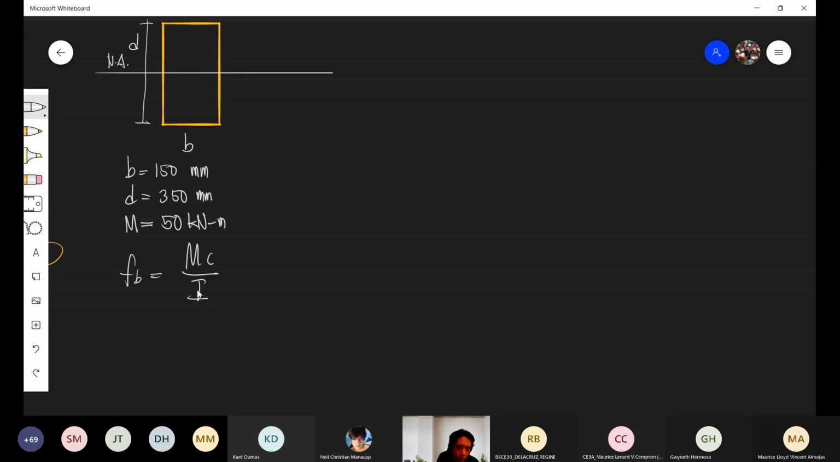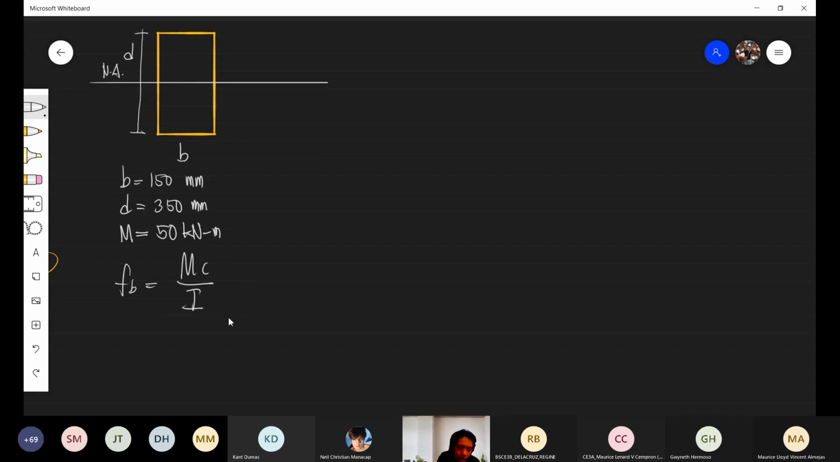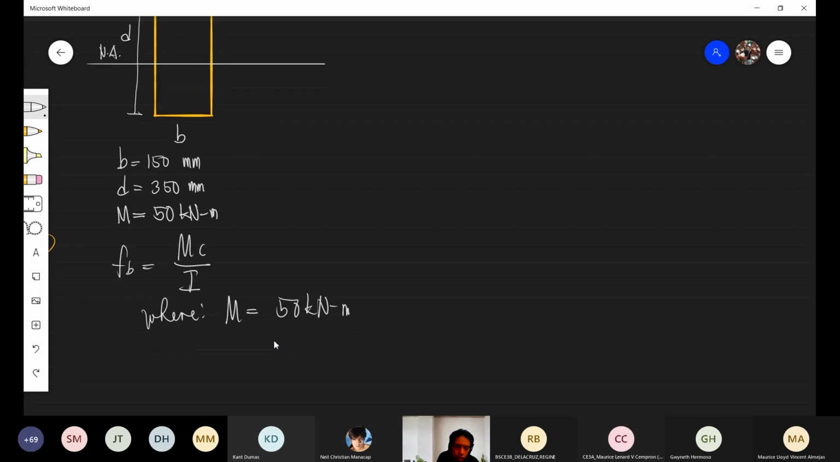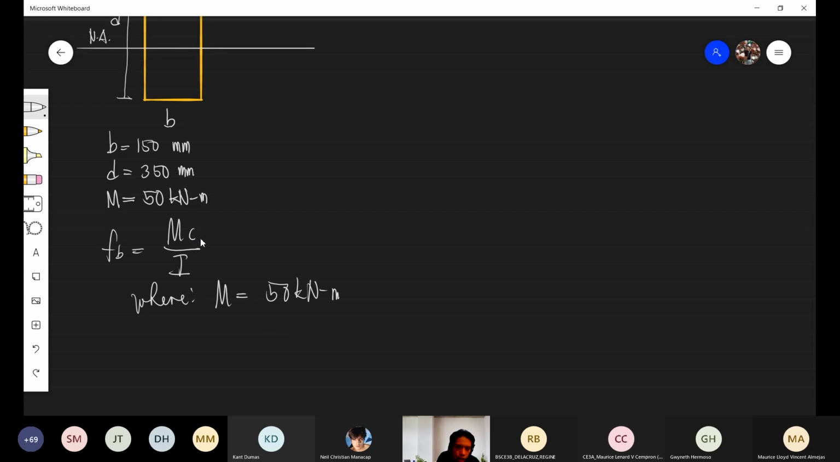You don't have the value of I yet. And it is the maximum bending stress that we are looking for, right? So what's your value for C? Okay, let us identify where M is equal to, it is already given, 50 kilonewton meter. Be consistent, your dimension of the beam is in mm, and your moment is in kilonewton meter. So be consistent.